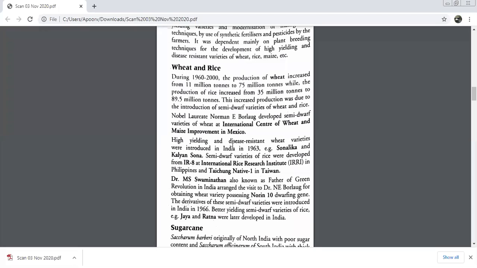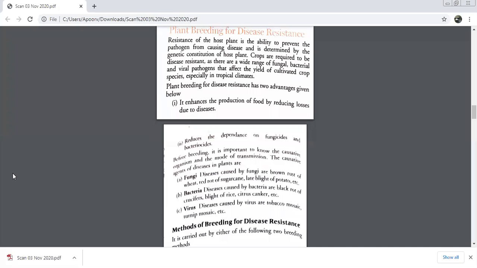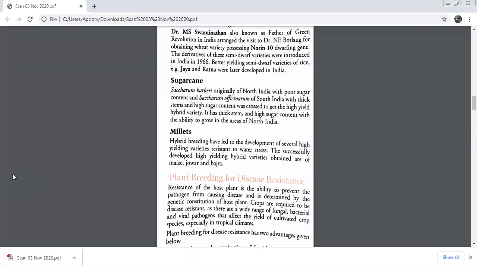Read about sugarcane, the varieties of sugarcane. Also about millets, children. Sugarcane, you know only the scientific name.